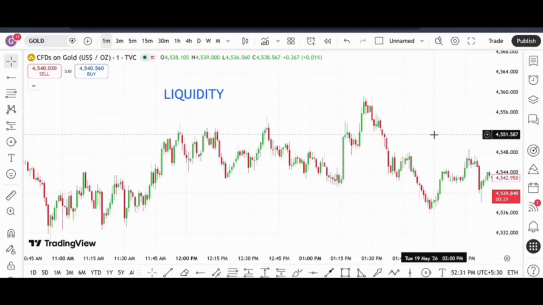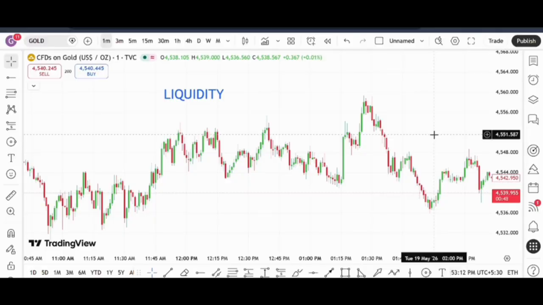Now, the biggest question is, where are liquidity zones usually found? The simple answer is mostly near equal highs, equal lows, previous day high, previous day low, swing highs, swing lows, or support and resistance areas. These all work as liquidity zones. You have to keep this point in mind because this is where retail traders usually place their orders. Simple answer.